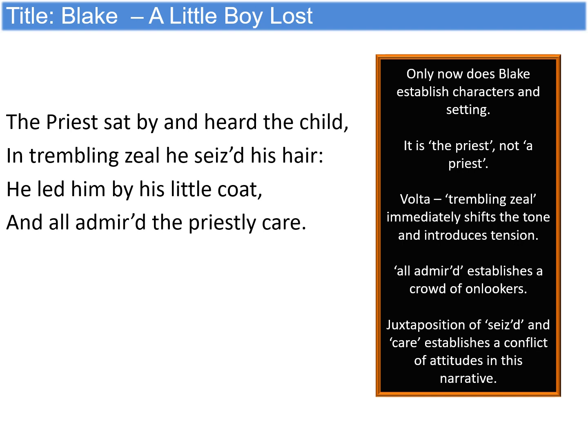But then we learn that all admired, which establishes a crowd of onlookers. All of a sudden, society is being represented here. We've gone from one individual to a crowd of onlookers, all admired for priestly care. So the juxtaposition of seized and care establishes a conflict of attitudes in this narrative. And again, it's something which we've seen a lot recently when Blake seems to be criticising the fact that these priests and other adults who are in charge of small children and their education would often be admired for being caring, whereas Blake saw them as being quite brutal and compassionless.